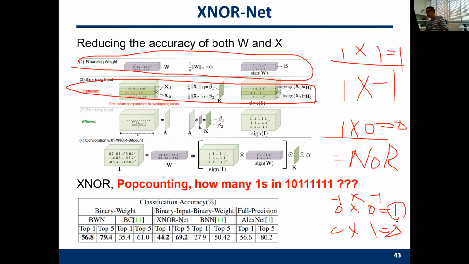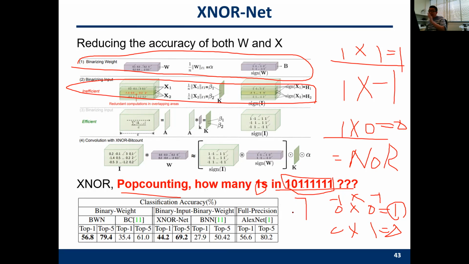But after the XNOR operation, instead of the accumulation operation, we can have the so-called pop counting operation. The pop counting operation counts how many 1s there are in a binary string. For example, how many 1s are there in this string? The answer is 1, 2, 3, 4, 5, 6, 7. We have 7 ones.